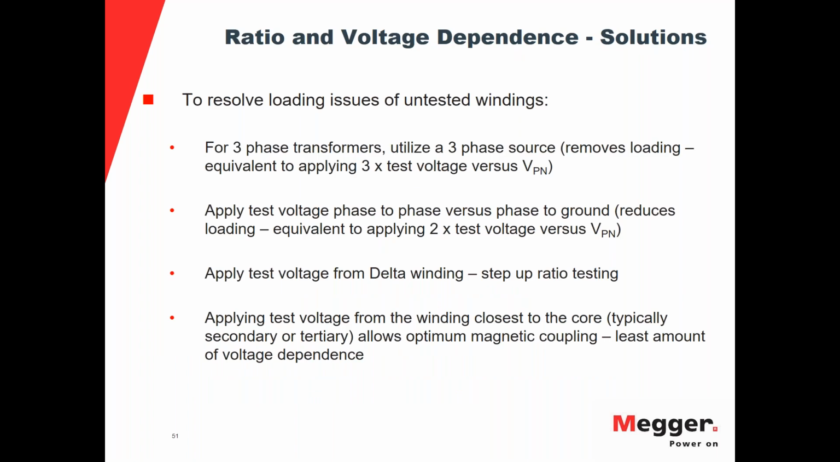So we know about voltage dependence, and we know it's an issue, so we have to figure out how we can get past it. What are some solutions we can utilize that can help us with voltage-dependent transformers and get better results? One of those is to use a 3-phase source. As we mentioned before, there's a difference between 3-phase switching and a true 3-phase simultaneous source. We can also test using phase-to-phase versus phase-to-ground. Obviously, this applies if you're on a neutral configuration.